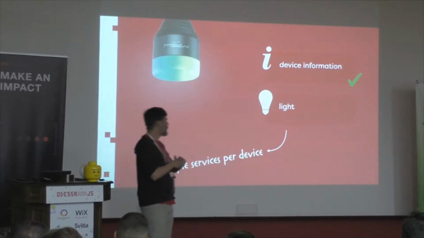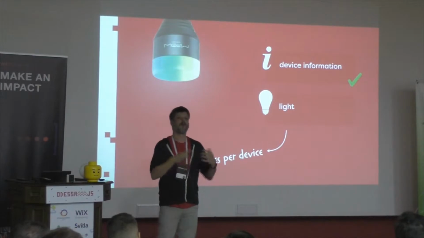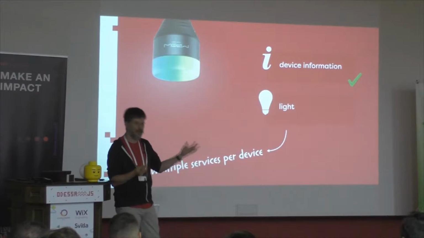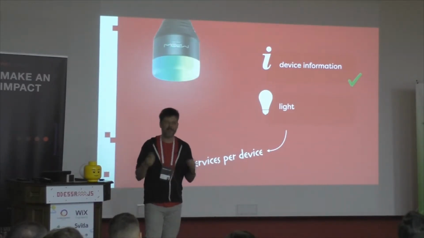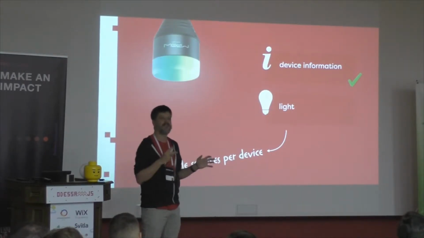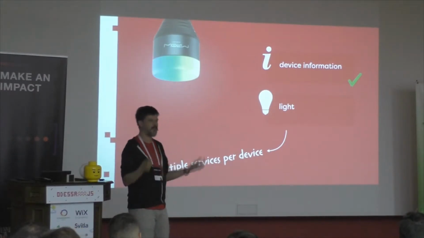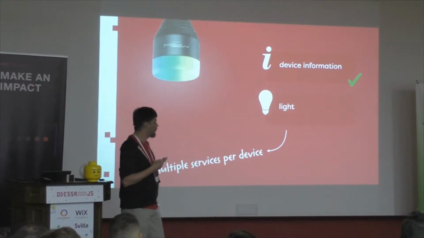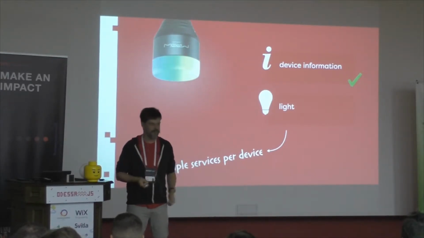Now, each of these servers has one or more services. In this case, a light bulb, of course, has light, but it also has some device information. And that device information is a standard that is built into the Bluetooth standard, and it provides some simple things like manufacturer name and model and stuff like that. And light, that is unfortunately not standardized, so every light bulb that supports Bluetooth kind of has its own thing there. We'll get into that later.